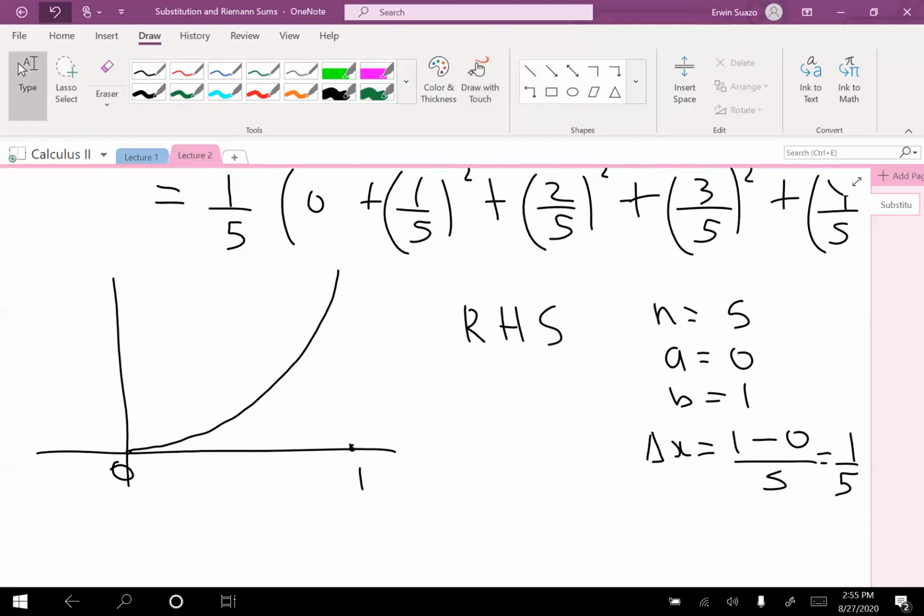I'm going to do this one fast. You see, now we have a lot of practice. So now I do my same partitions, 1/5, 2/5, 3/5, 4/5, and 1. Now, this is right-hand sum. So that means I start on my right. So this is going to be my first rectangle. So, well, I need to do my black. So this is my first rectangle.